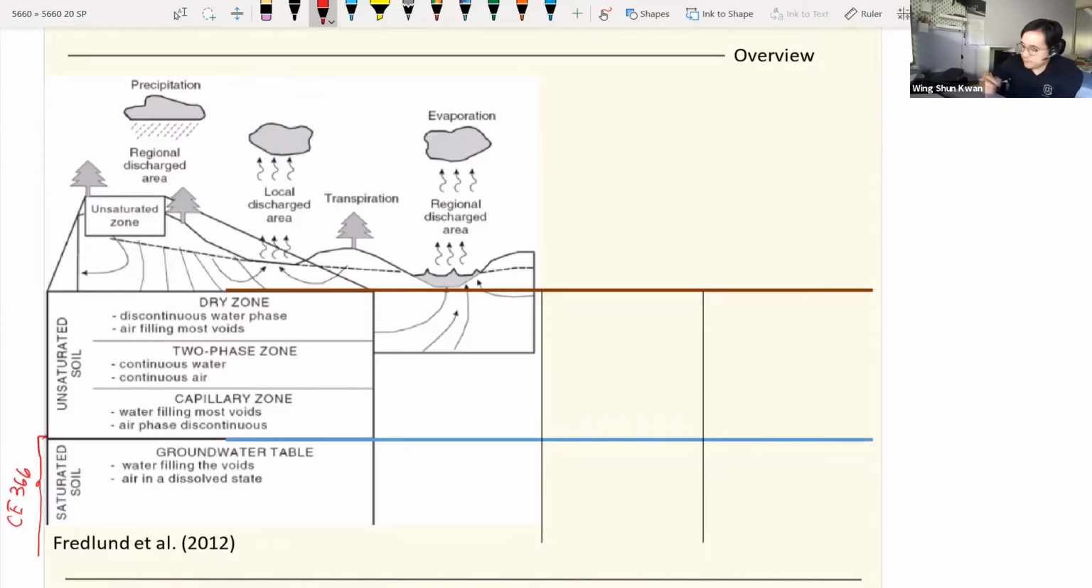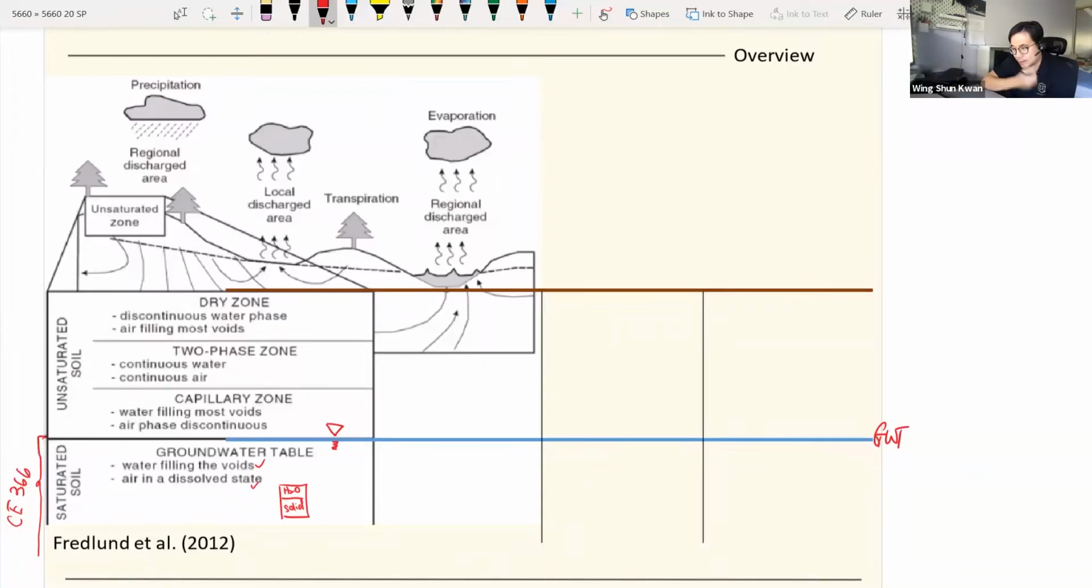So we live in a geotech world that is underneath the groundwater table only, which means our phase diagram only has water and solid, because all the voids are saturated. All the voids are saturated with water. So water is filling all the voids, and also you don't have air. All the air is dissolved. So this is the groundwater table.